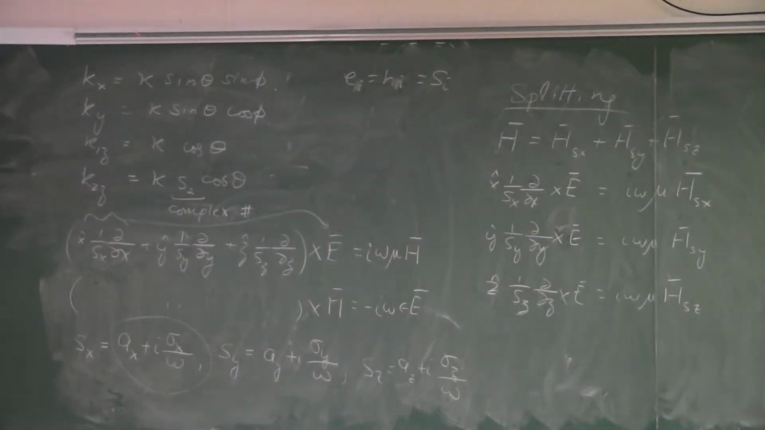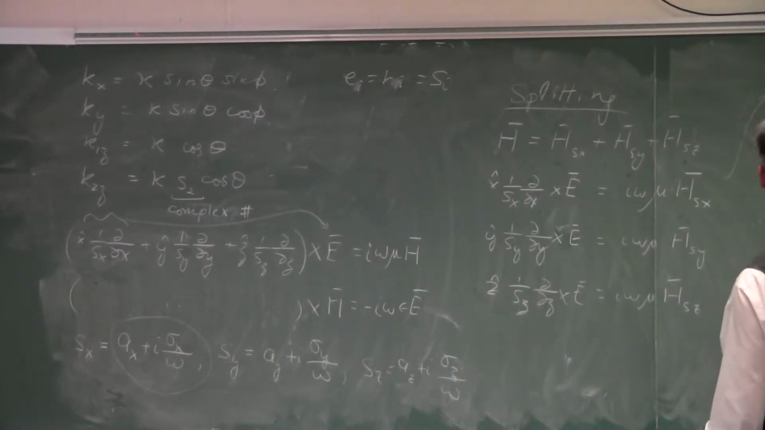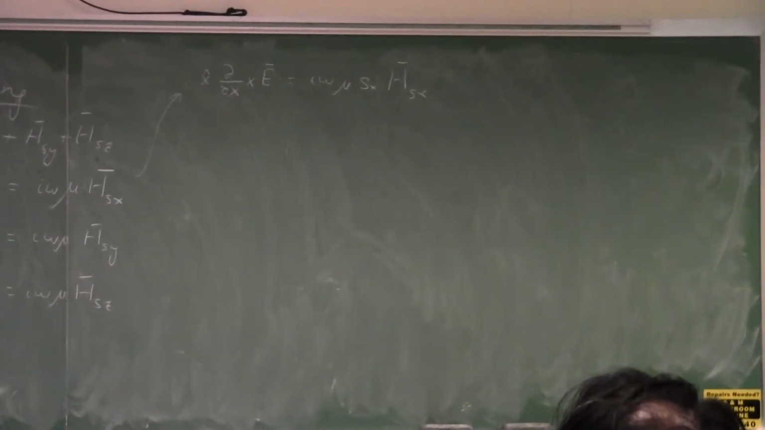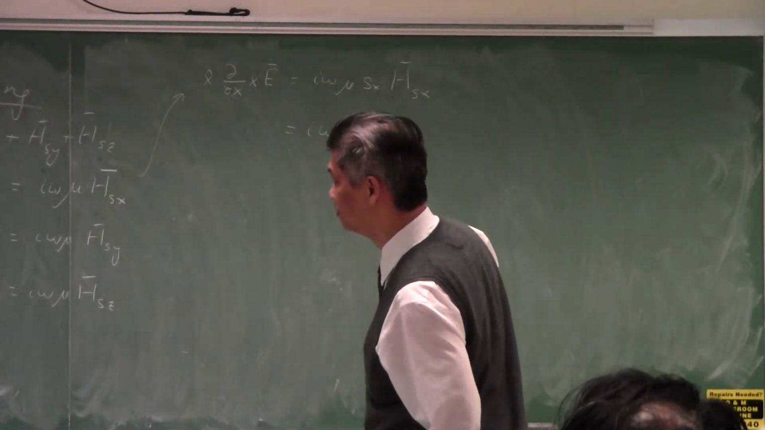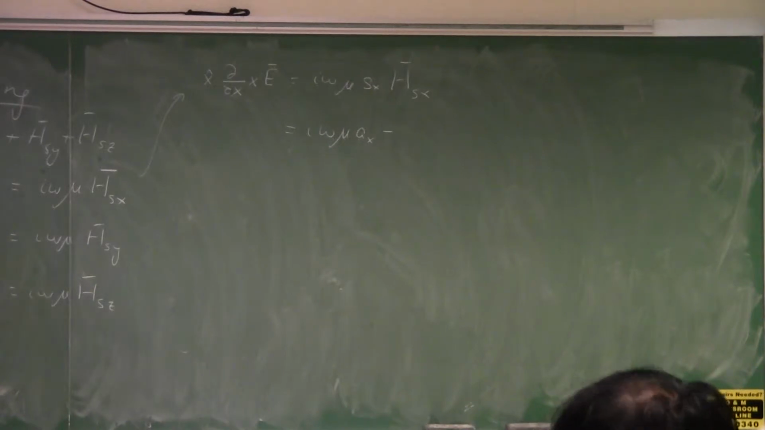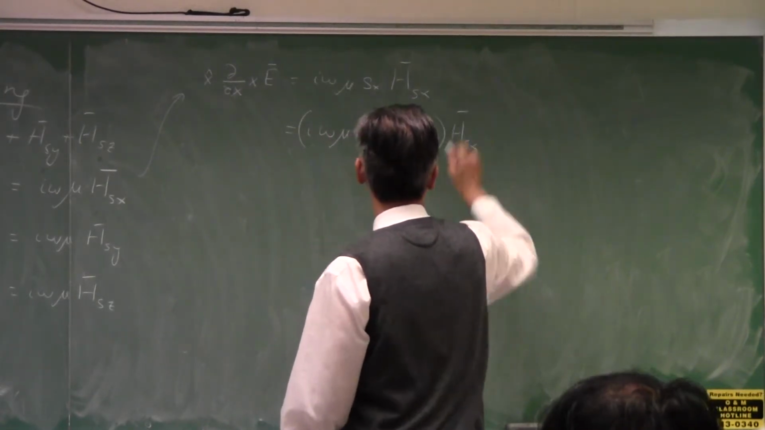Then for each of these three equations, I can cross multiply. For instance, I can write this as x partial x cross with E is equal to i omega mu Sx Hxx. And then when I have my mu Sx, I would have this explicitly written. This could be written as i omega mu Ax minus, and then if I write this out, omega mu, I have mu sigma x Hxx, right? I would have this.